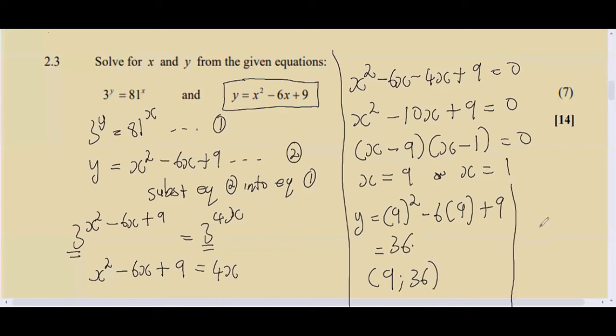And then let's check for the other one. So if we have 1, that's 1 squared minus 6 times 1, and then we have plus 9. So if we punch this in our calculator, that's y is equal to 4. So in coordinate form, that's 1 maps to positive 4. And just like that, guys, we have our solutions.